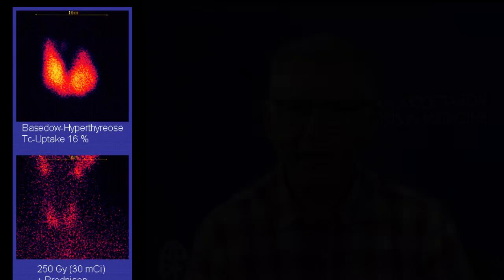T is for technetium-99m. Technetium-99m is a radioactive version of the element technetium. The M indicates that it is an unstable form. Technetium-99m emits radiation when it decays to technetium-99 by emitting gamma rays.